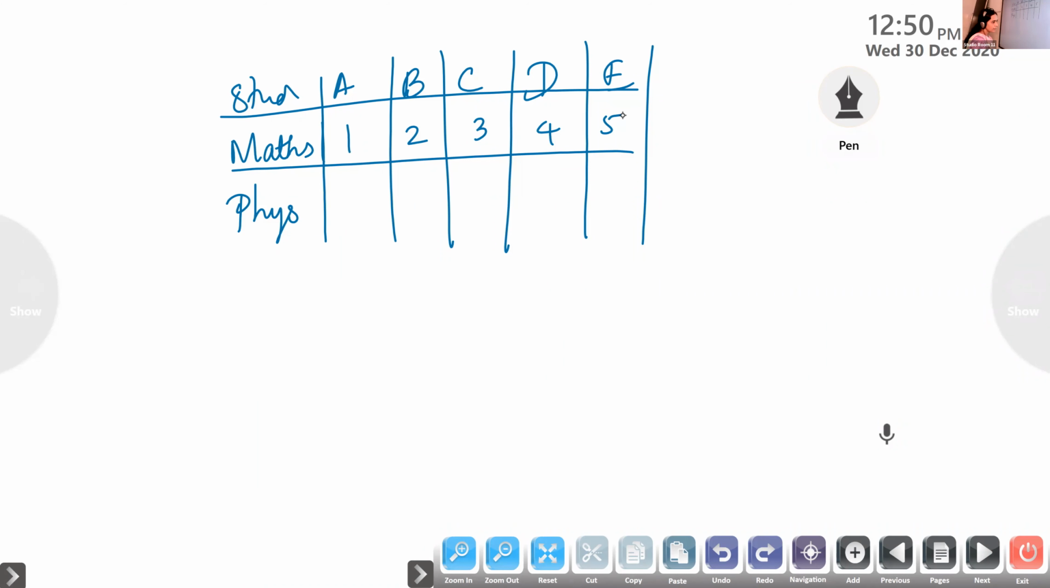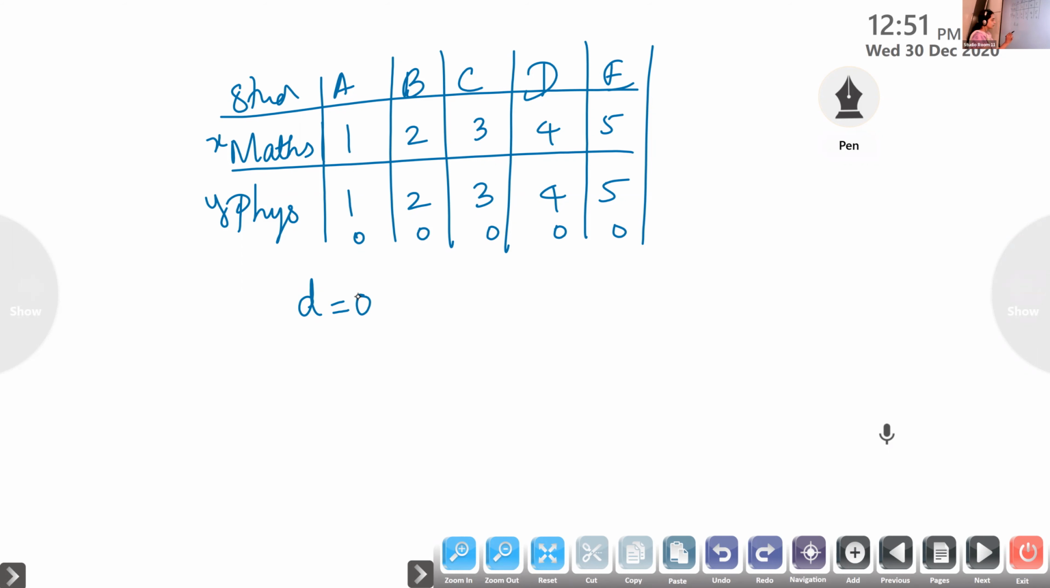In physics, again we are arranging them according to their ranking. So 1, 2, 3, 4, 5. We are comparing their maths and physics marks. Suppose you take this as X and this as Y. What is D? D is the difference in their rankings. What is the difference in the ranking here? It is 0, 0, 0. So here D is 0.